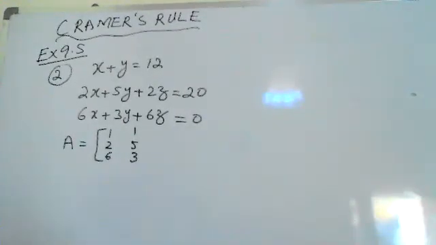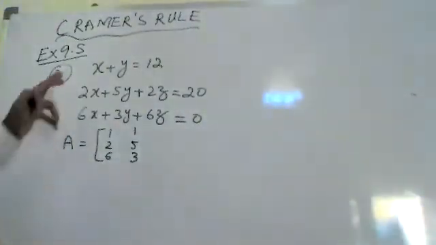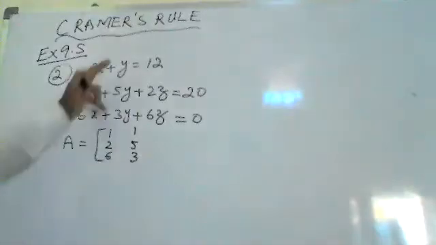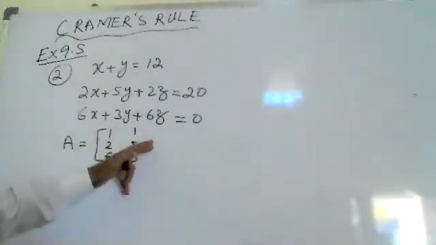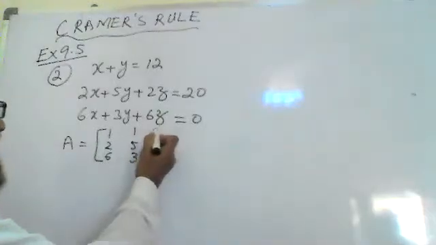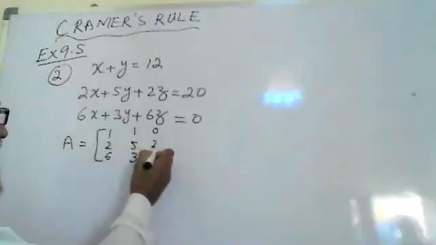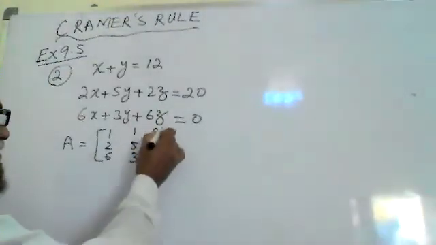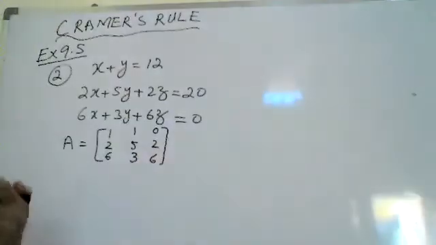We made a matrix whose elements are the coefficients of x, y, and z: the coefficients of x in the first column, of y in the second column, and of z in the third column. There is no z in the first equation, so it will be 0. There is 2, and there is 6. This is a square matrix of 3 by 3.